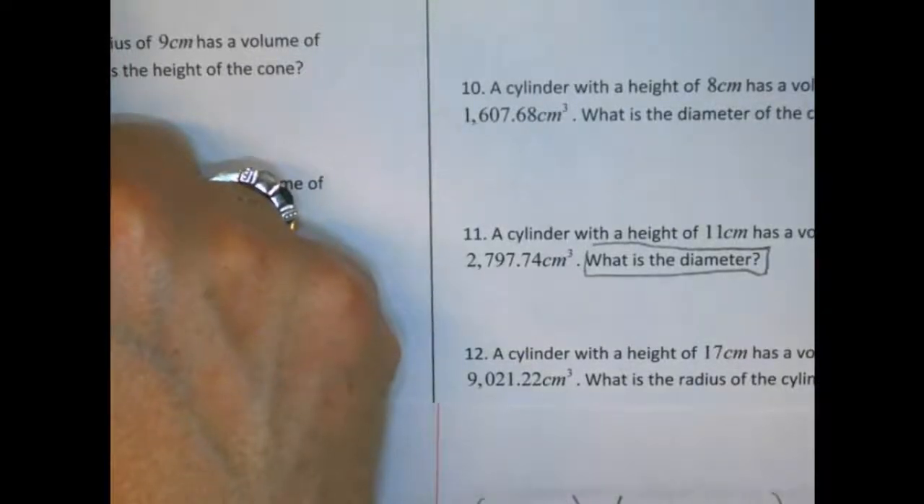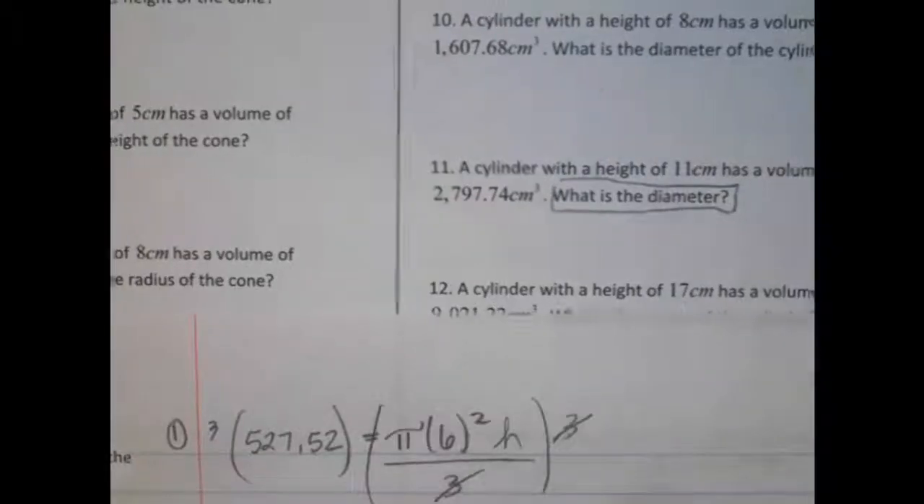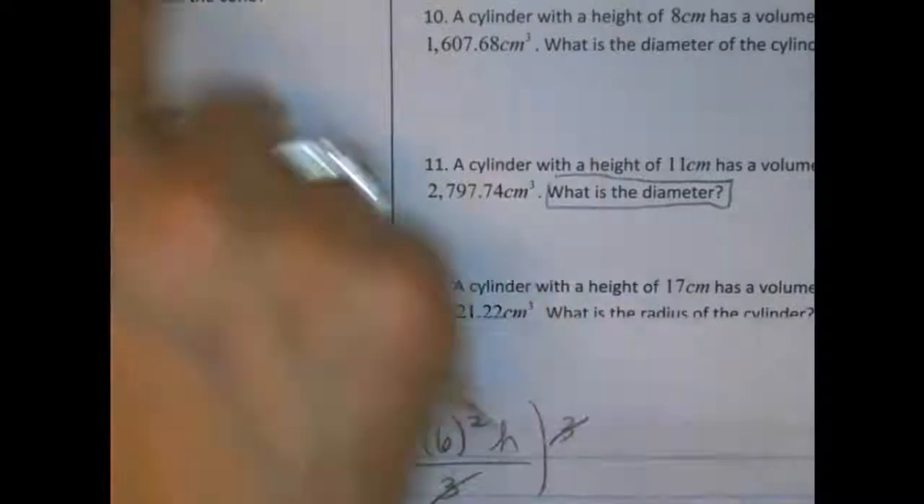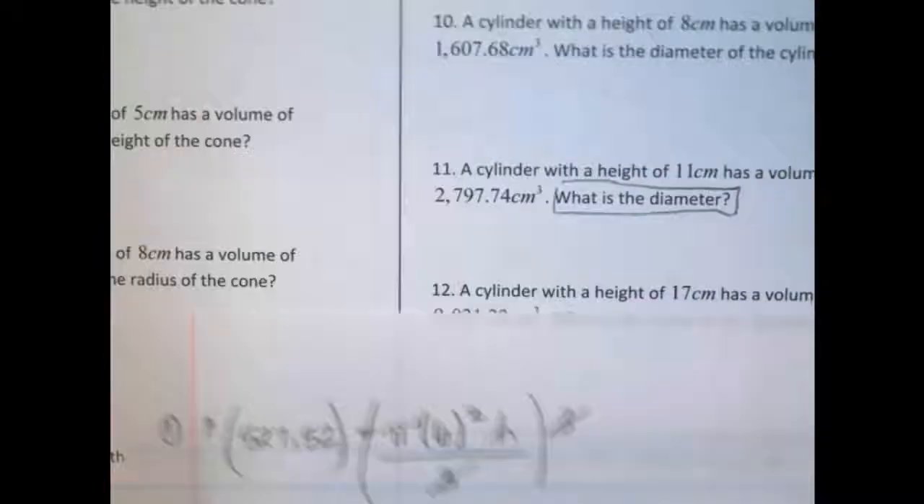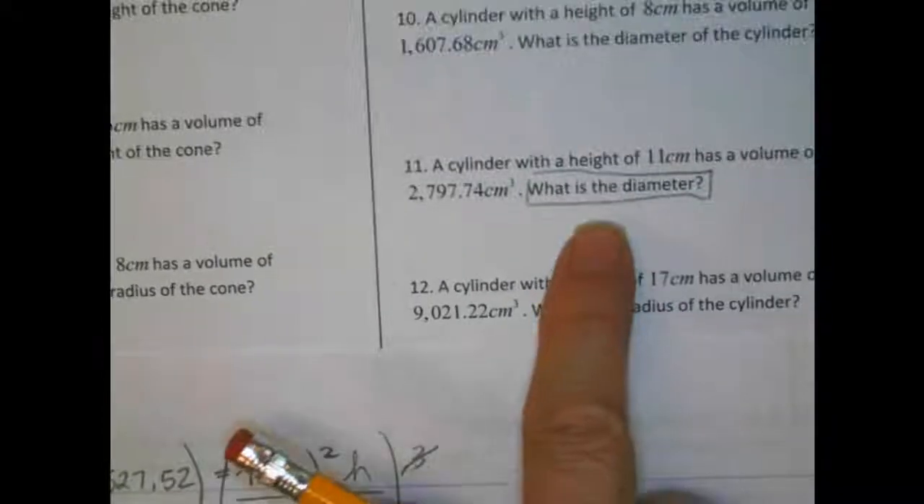If I don't have the diameter, there's something that I do find that's going to help me get that diameter. What's my radius, guys? What's my radius? Half of my diameter. So if I can find the radius, can I find the diameter? Okay? You understand? All right, so you need to be able to find the radius and understand what it is that you're looking for. Here, it was asking me for the height of the cone. The height is approximately 14, okay? For 11, it's asking me what the diameter is.